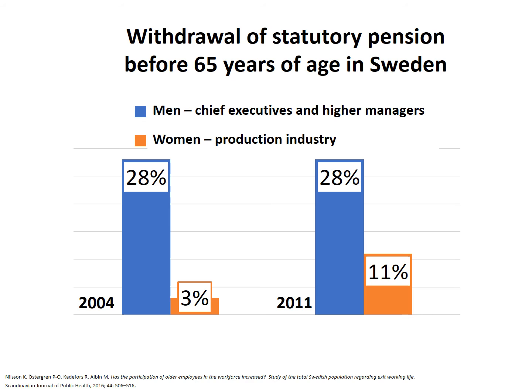We wanted to examine which occupational groups this applied to and found out that it mostly applied to women working in the production industry that had increased their withdrawal of early statutory pension and therefore did not return to working life. What we also noticed in the early withdrawal of statutory pension, besides the women working in the production industry, who often had short-term education, were not as many as men working as chief executives and higher managers both in 2004 and in 2011.